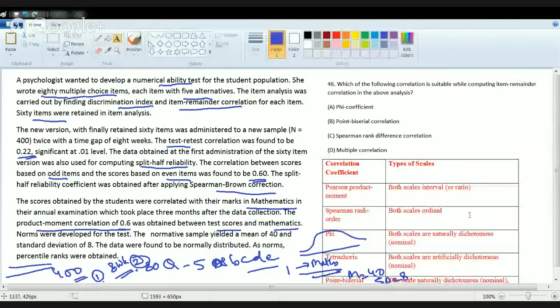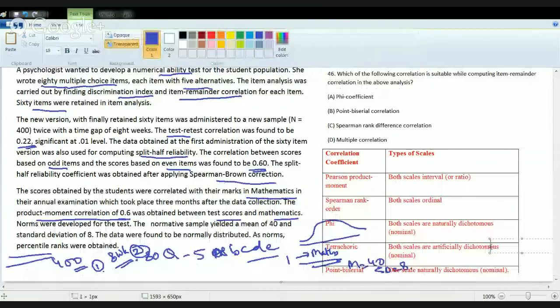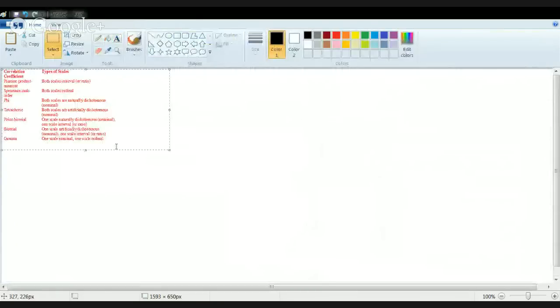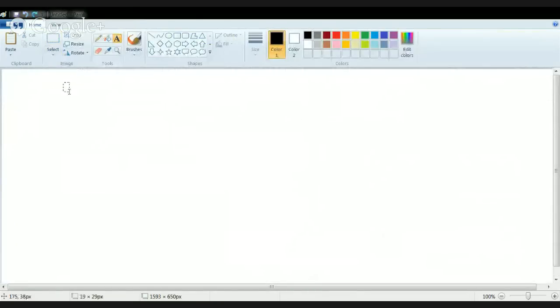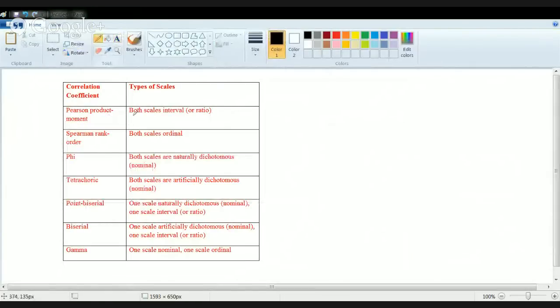Here is the set of correlation coefficients that we have talked about. Just a second, I'll move on to a new page. So here are the various correlation methods that we must know. In Pearson product moment, both scales should be interval or ratio. Now let's understand what was there in the question.